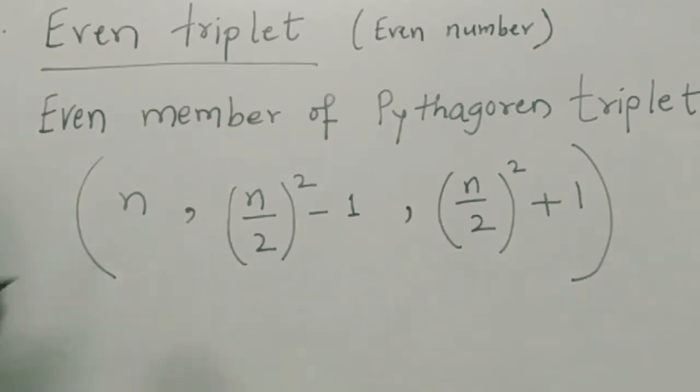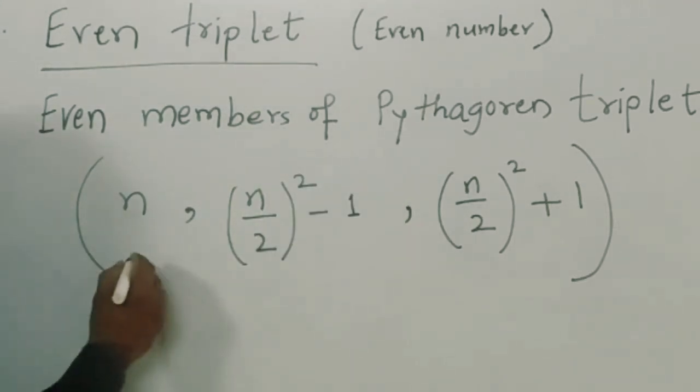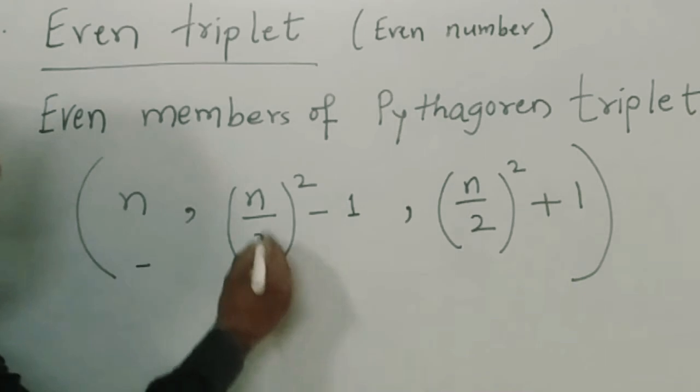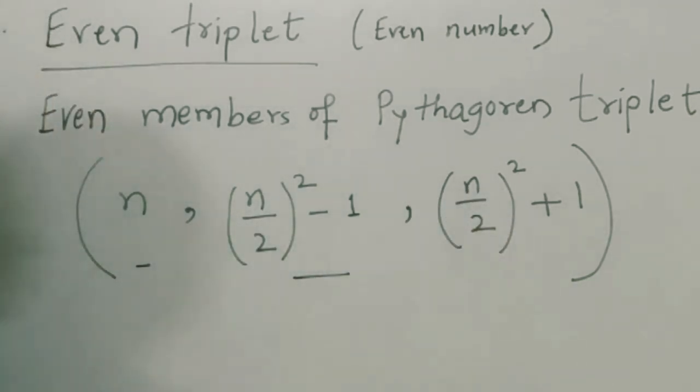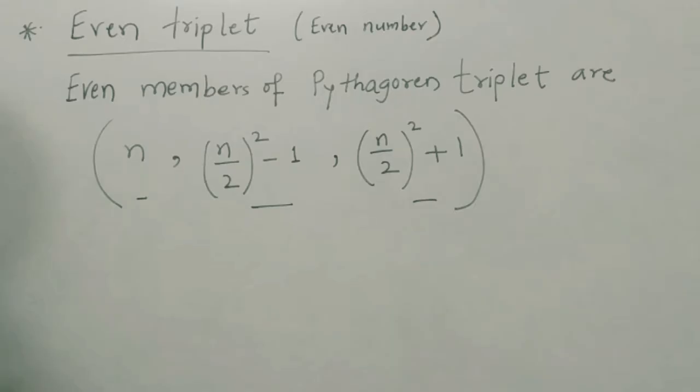So the other two members of the Pythagorean triplet with an even number n are (n/2) square minus 1 and (n/2) square plus 1. Using this formula, we can find any even triplet.